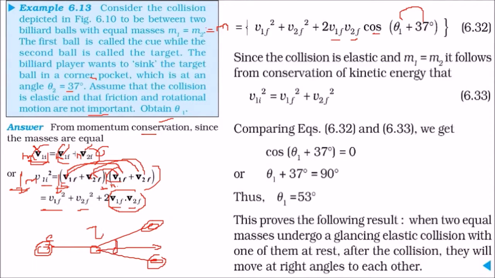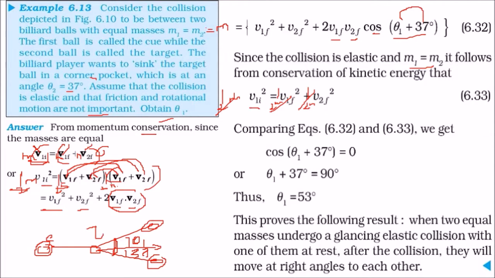We are talking about the whole angle. One angle is known, 37, and the other angle is not known, so we are writing it as theta 1. Since the collision is elastic and the masses are also equal, we use half m. I am writing half m just to tell you that we have cancelled this half m. This is essentially the kinetic energy conservation equation.